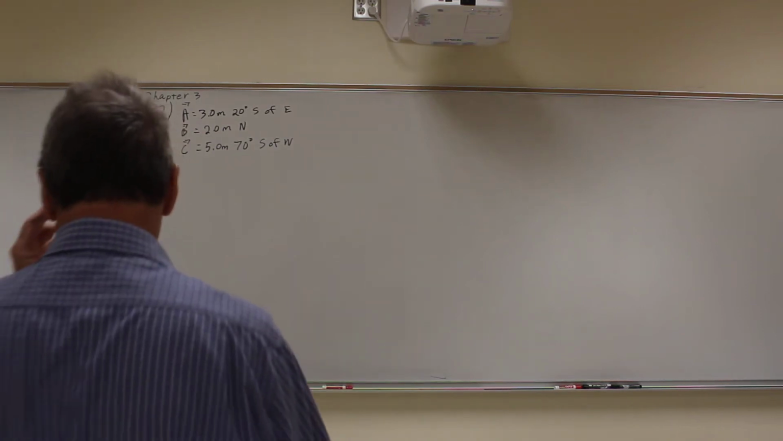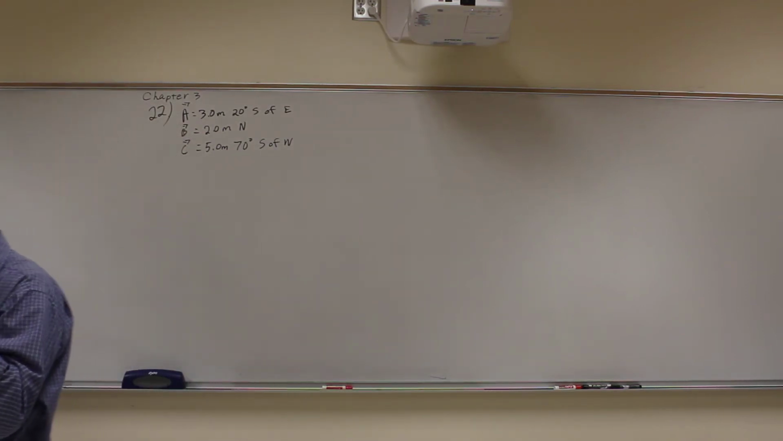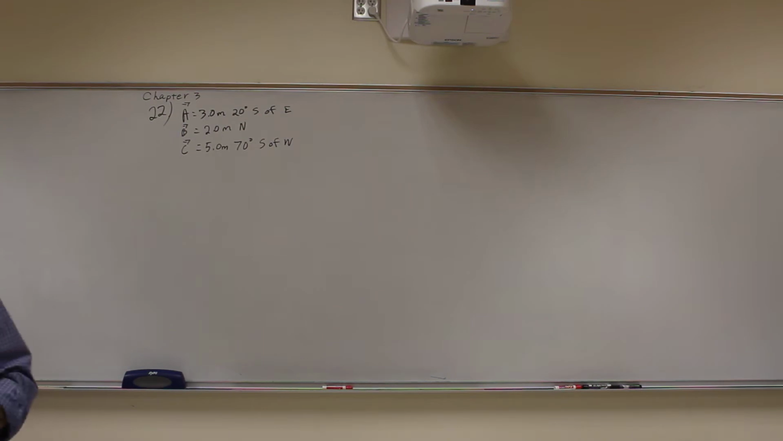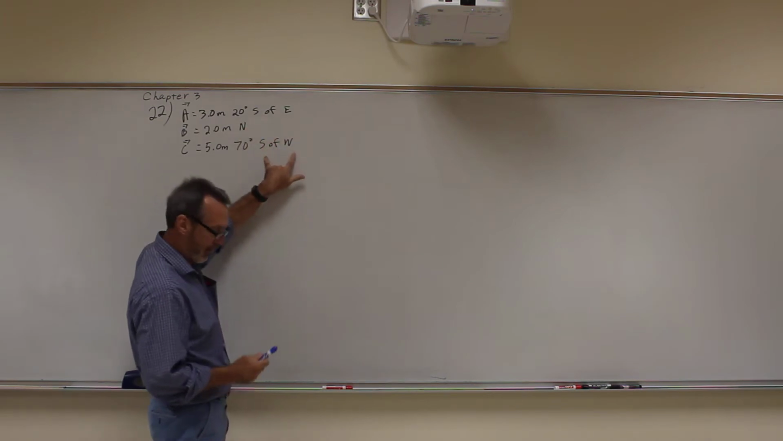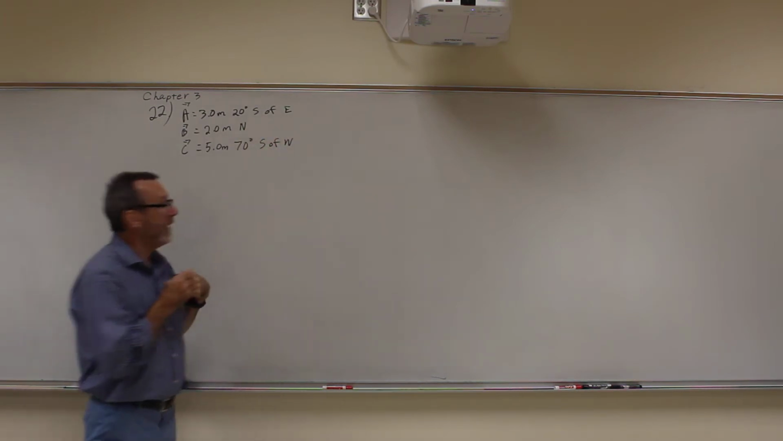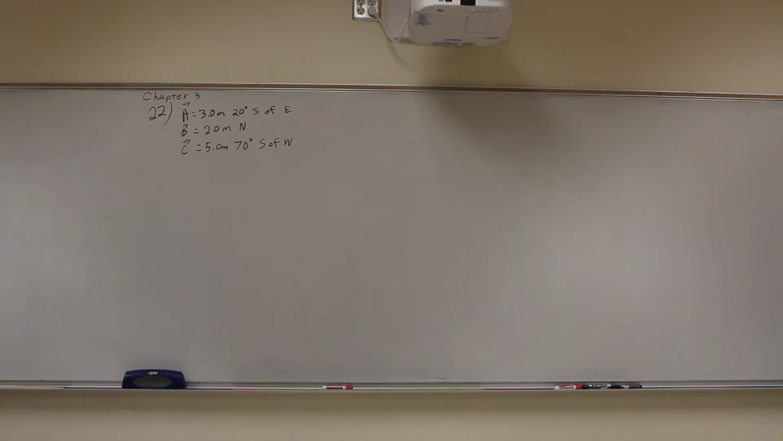All right, I'm going to do chapter 3, number 22. In this one, they give it to us differently. They give it to us as cardinal directions: south of east, north, south of west. So they gave us these three vectors, and what they're asking for is they want you to draw them on a diagram, which we'll do.